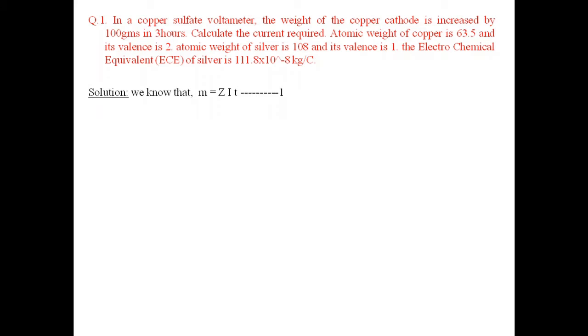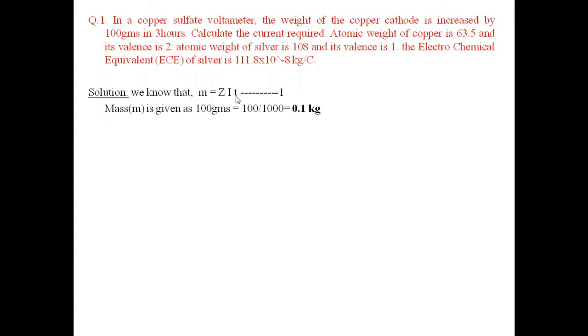We know that the mass of the copper developed is 100 grams, and the relation is: mass is equal to ZIt. This is according to Faraday's first law. It depends upon the electricity flowing through it, and I name it equation 1. Z is the electrochemical equivalent of copper, I is the current flowing through it, and t is the time.